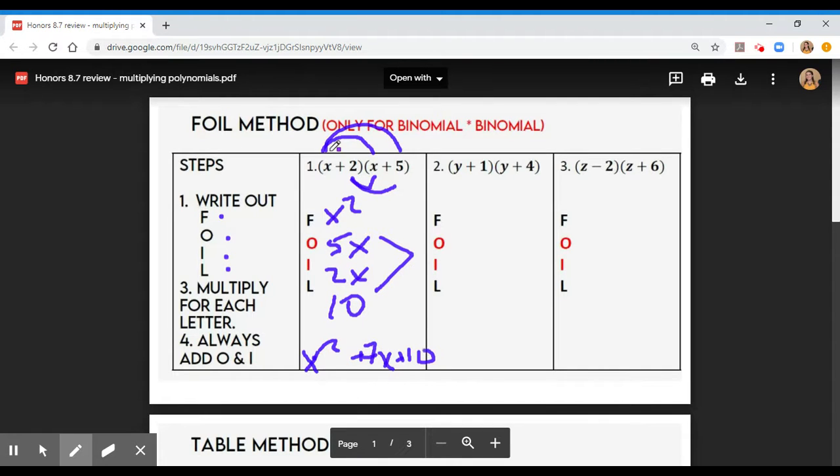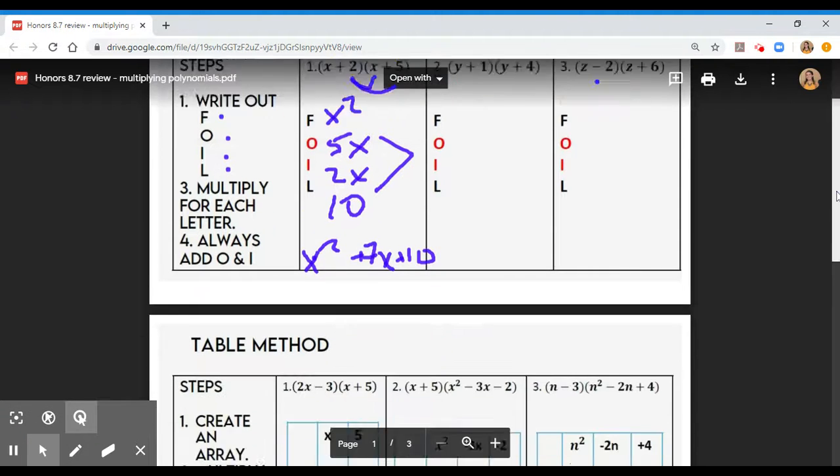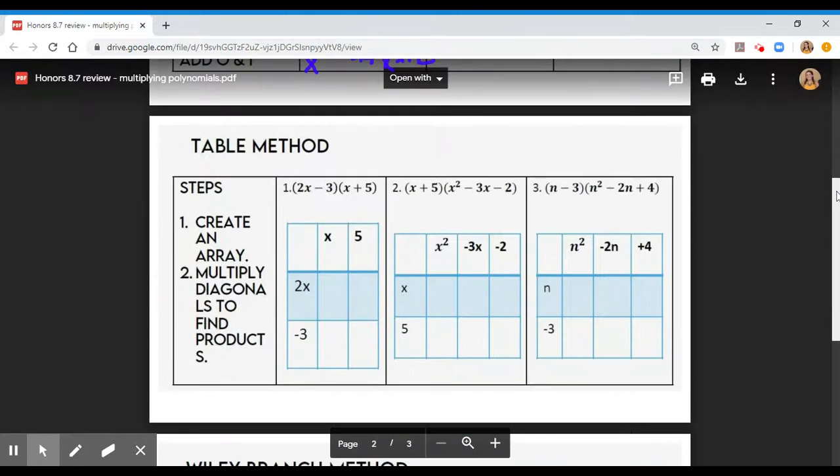So again, if you want to pause and try the other two, number 2 should be pretty simple. Number 3, you just want to be careful with that negative. So pause and try those in some scrap paper. When you're back, I want to move on to the table method.